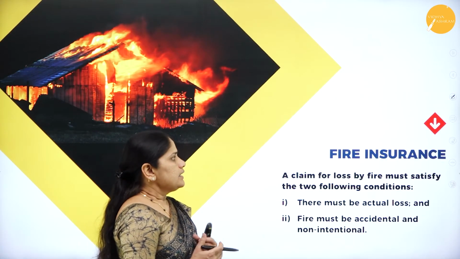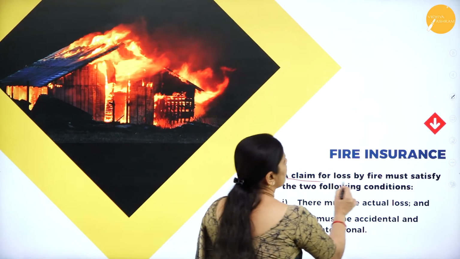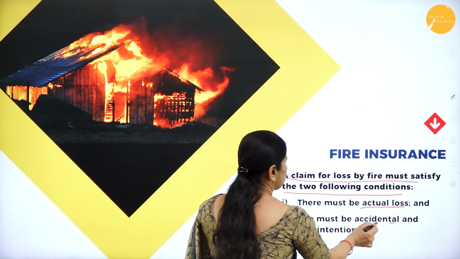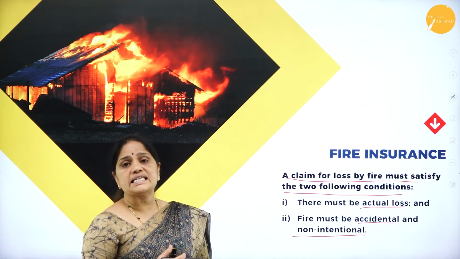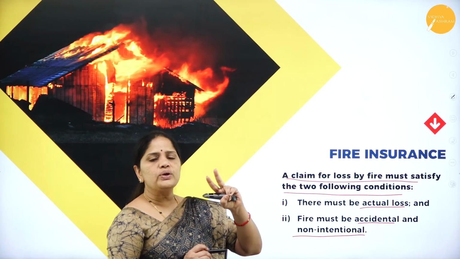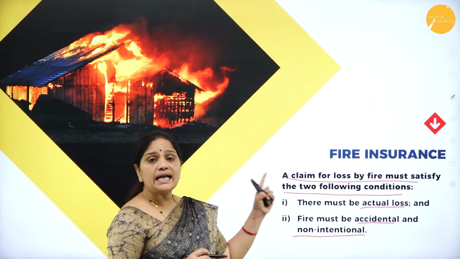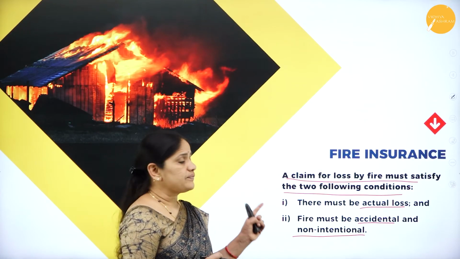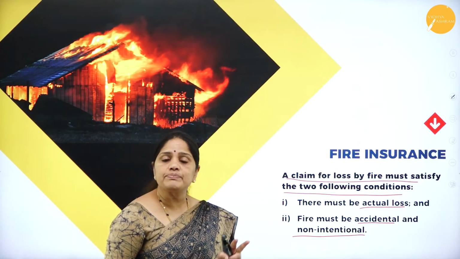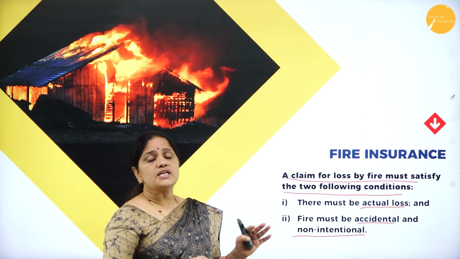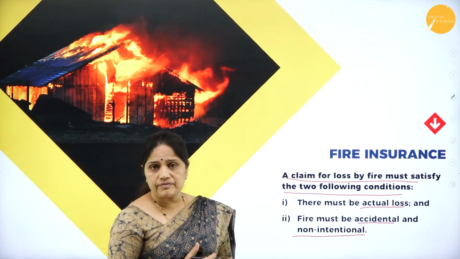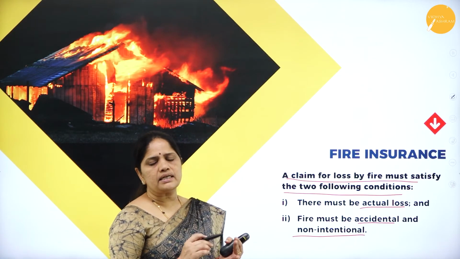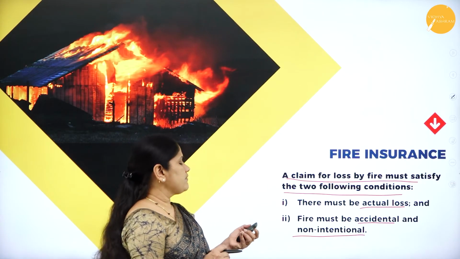Next, a claim for loss under fire insurance must satisfy the two following conditions. There must be actual loss, and the fire must be accidental and not intentional. So, we should understand that there are two important clauses in fire insurance. First, actual loss should be there. The person who has insured the property should have actual loss because of that property. Second, the fire must be accidental and not intentional. Just because he has insured his property, he cannot set fire to his own property. It should not be intentional and it should be accidental. So, they are the two important clauses for fire insurance.